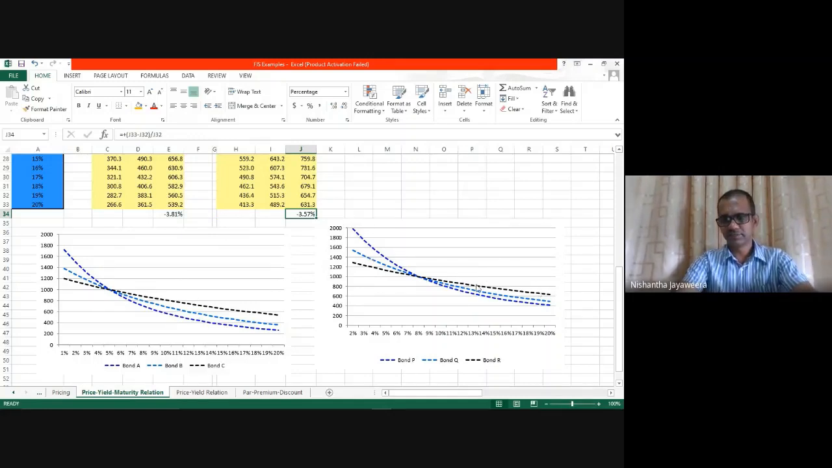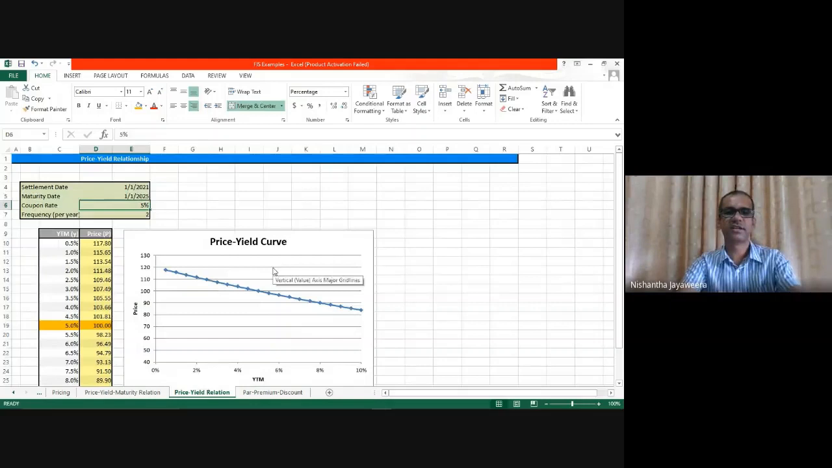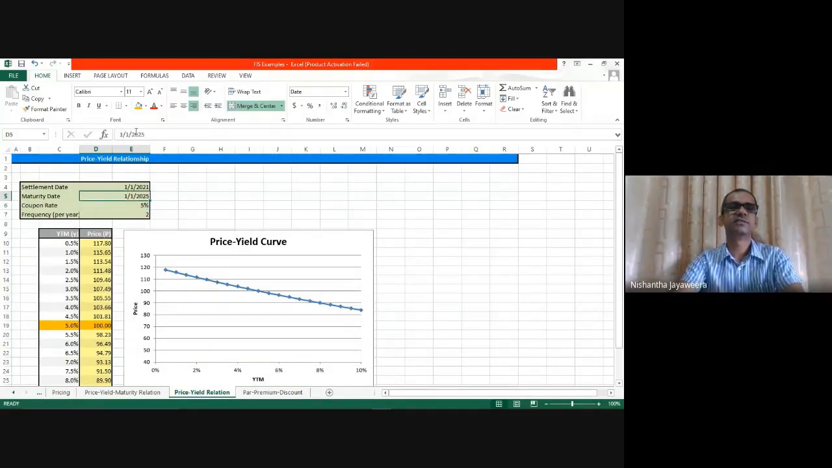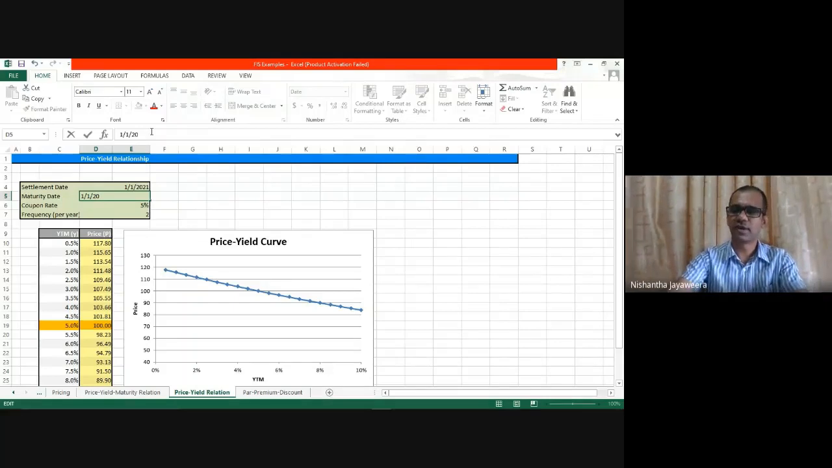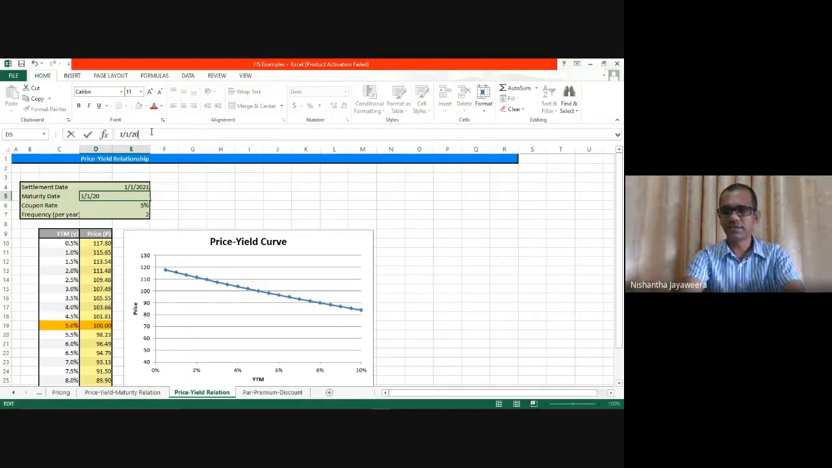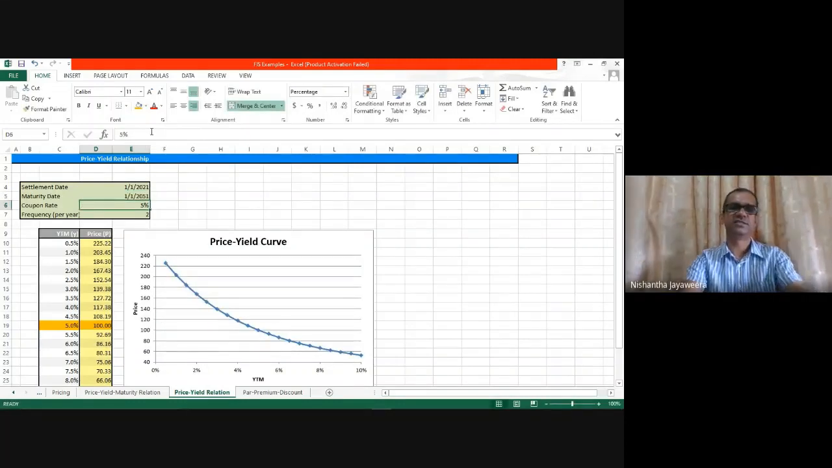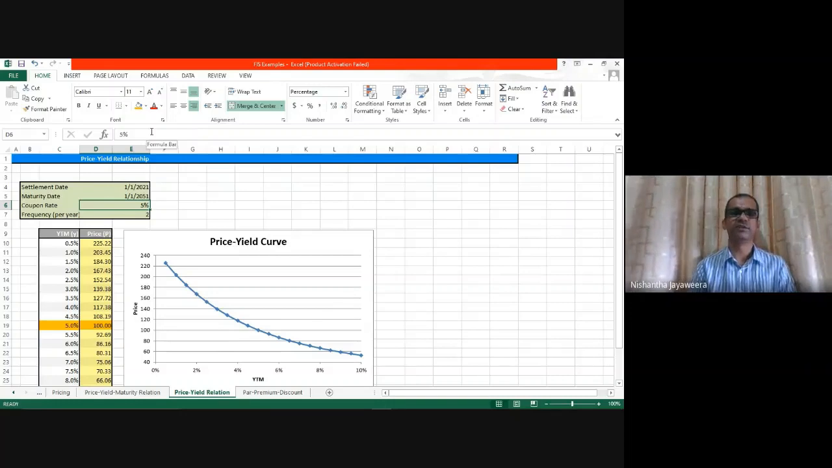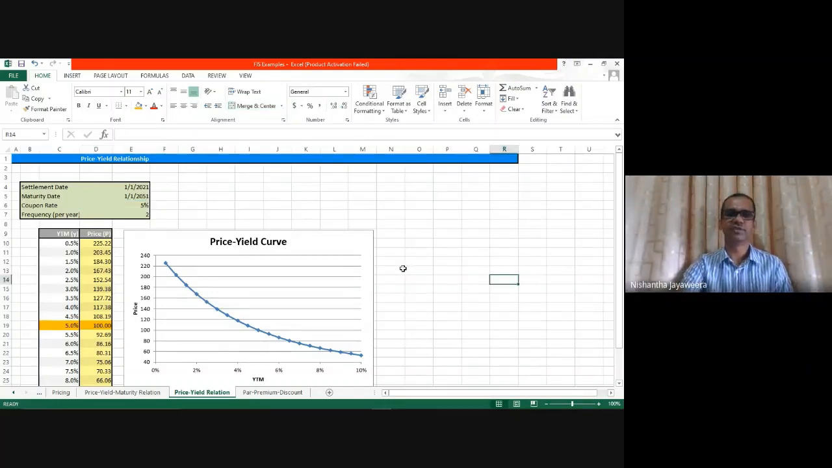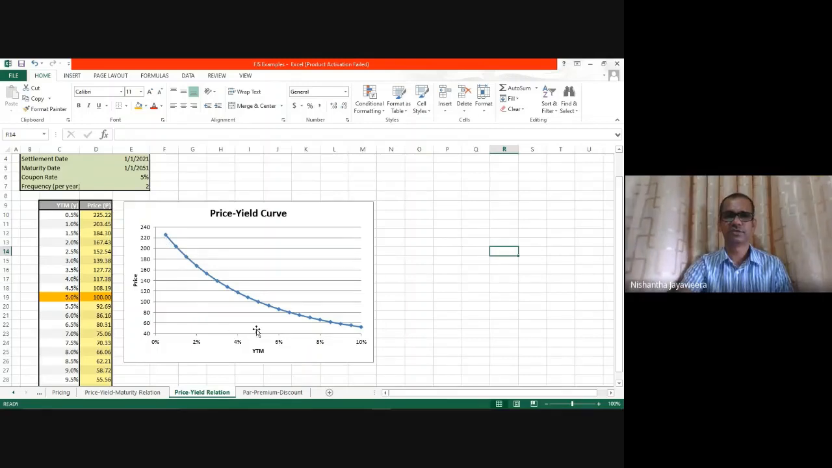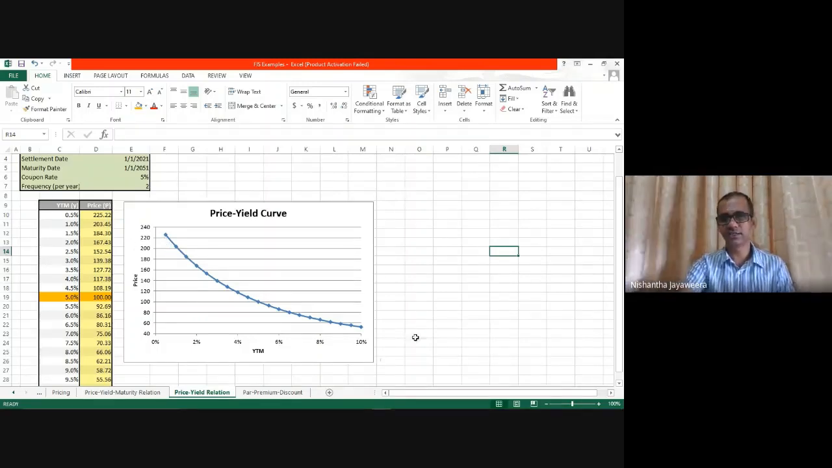However, this is the intuition behind that concept. But at least by now, you should understand this relationship. What happens to the price when the yield increases, and the relationship between price and the yield to maturity. Price and the yield to maturity. So it is inverse and it's not a linear curve.